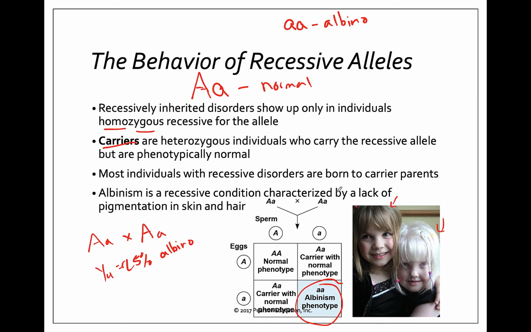So most people who have recessive disorders are born to parents who are carriers. And that's usually because a lot of recessive disorders can be extremely serious, and so those people don't tend to reproduce. Albinism is one of the ones that does not affect reproduction, so as long as you take measures to protect yourself from the sun, an albino person doesn't necessarily have any worse chance at reproducing.